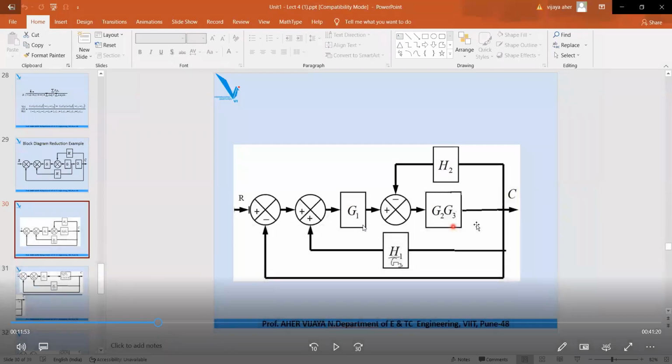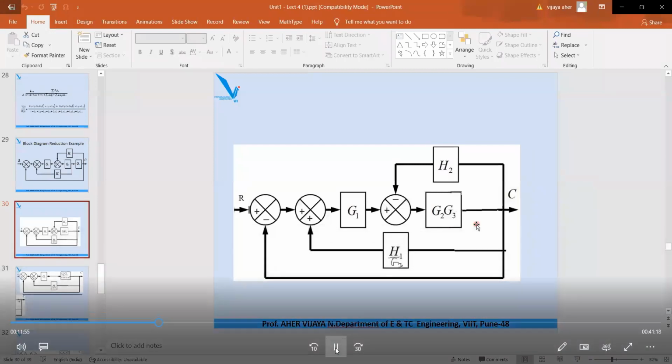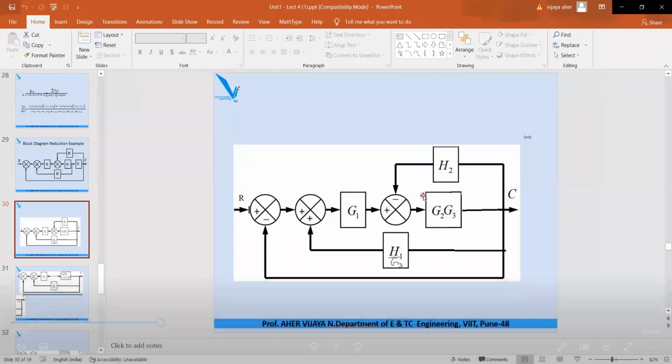Okay. Proceed further. Yes, ma'am. G2 and G3 are in series, so multiplication of G2 and G3 is done, and I have written this transfer function in one block. Now observe the diagram carefully. You will get 3 loops only. This is the first loop. This is the second loop. Barabar? And this one is the third loop.